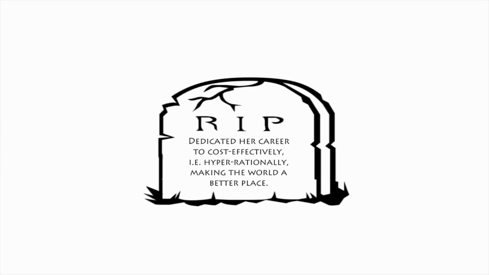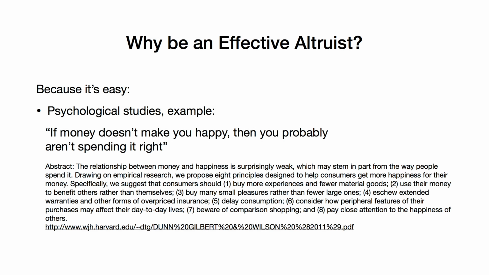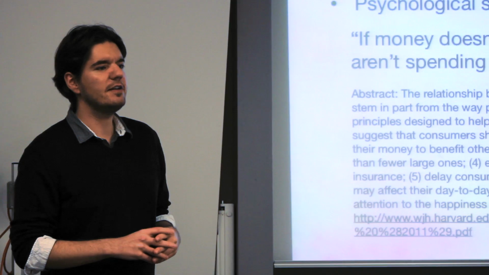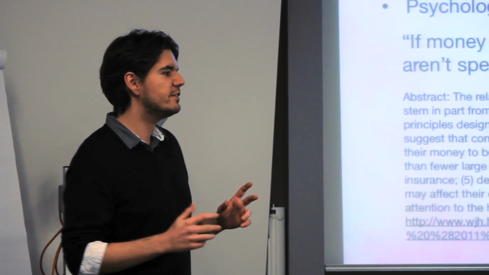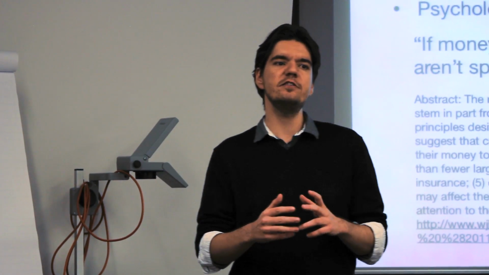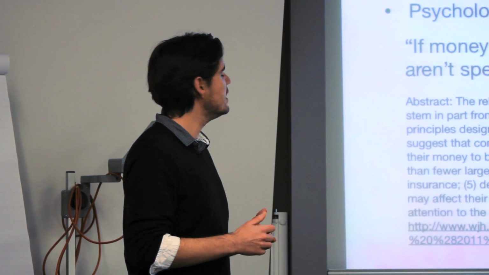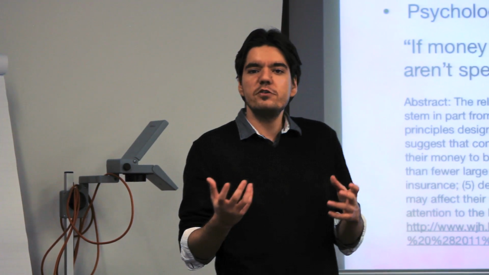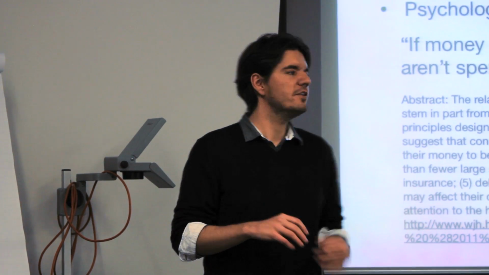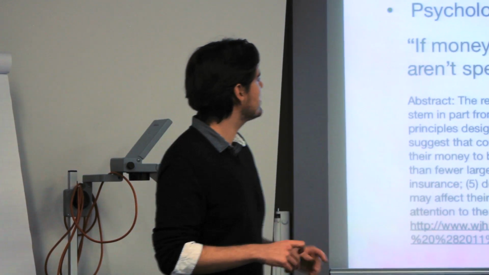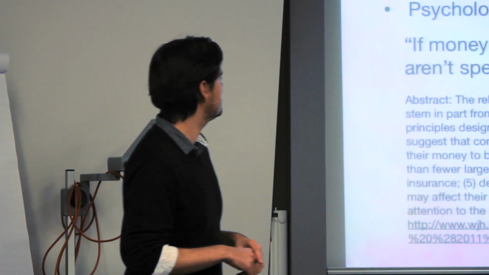A further reason to be an effective altruist is because it's easy, or at least much easier than one might at first guess. There are quite a number of psychological studies that suggest that it's not just much easier to make altruistic choices and decisions, but that it might also be a good strategy for the egoist, actually. So that's a title of one interesting psychological study. It says, if money doesn't make you happy, then you're probably not spending it right.